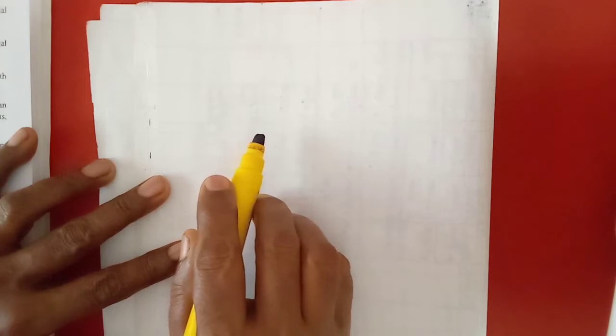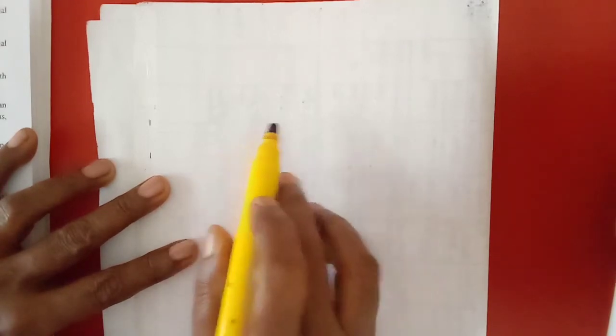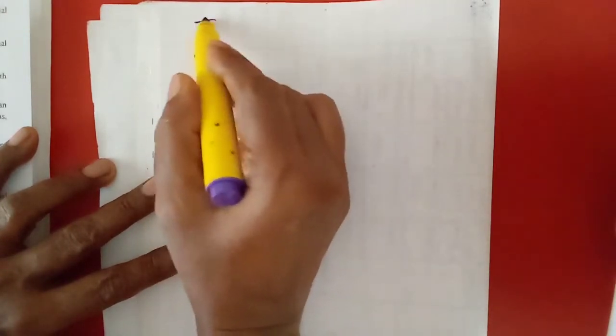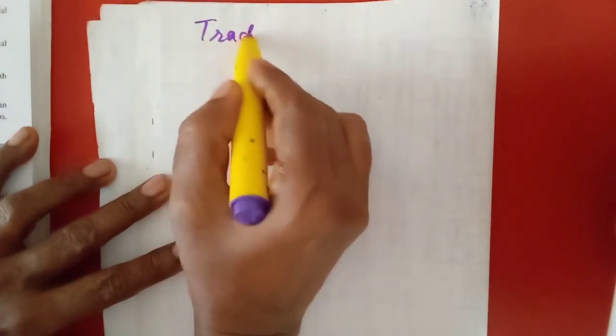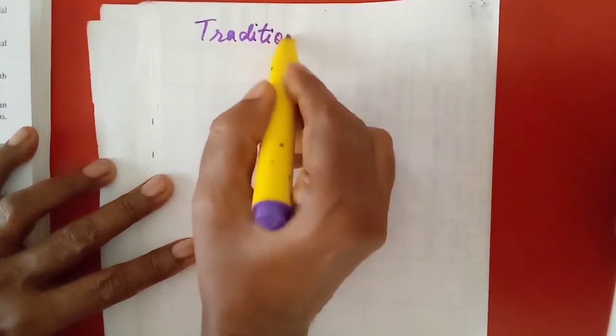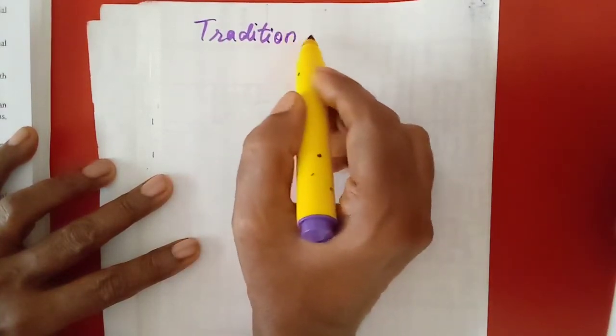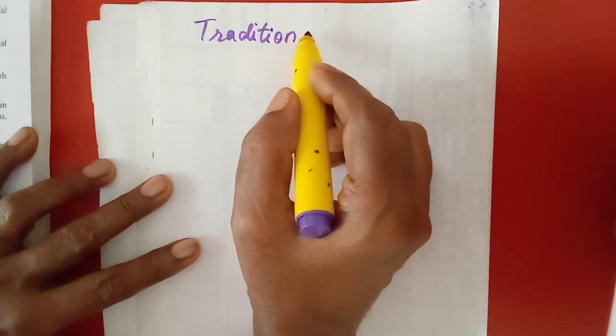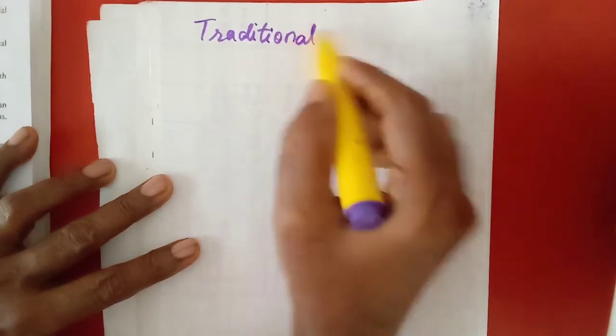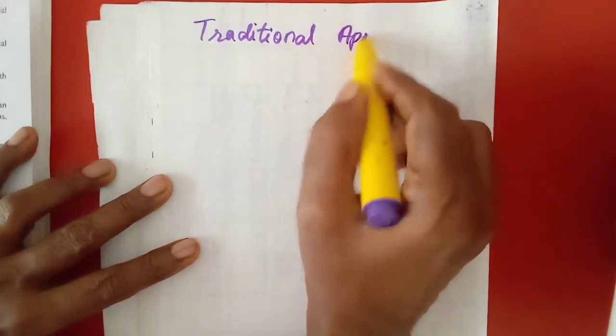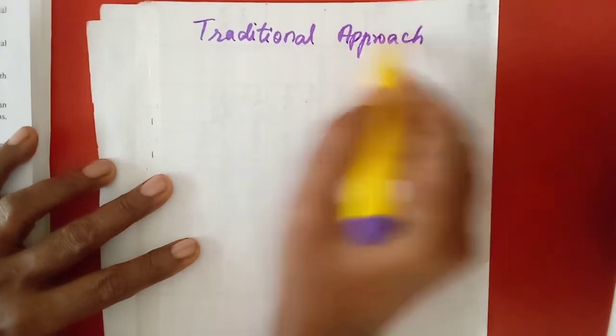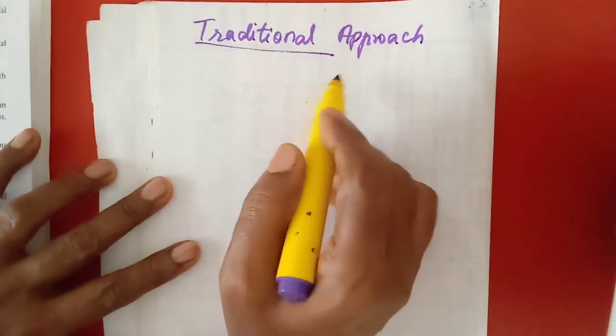Yes, I think you all are understanding what I am teaching you. Today we will learn the next heading, the traditional approach. Already we have learned the accounting equation approach. There are two approaches in accounting. The second one is the traditional approach. Traditionally they follow this approach only.